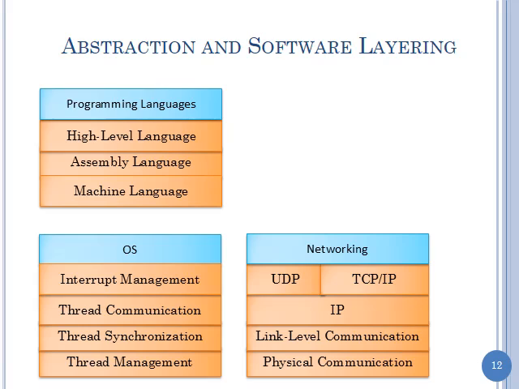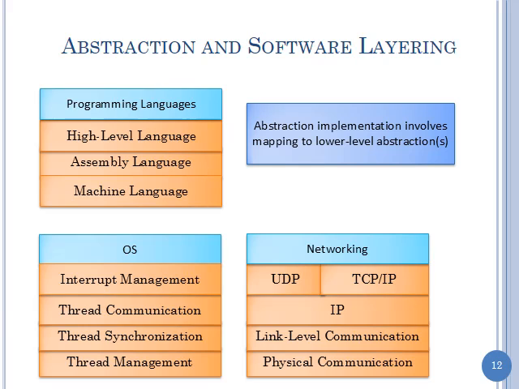Okay? Networking. So a lot of you talked about the fact that you like layers. So networking, there's many ways to layer things in network. But there's the physical communication, there's the link level communication, there's inter-machine communication, and that in turn can be UDP or TCP/IP depending on how reliable it is. So we see the notion of layering, and that's where implementation typically involves translating between layers. Okay, questions so far? So abstraction implementation involves mapping to lower level abstractions.